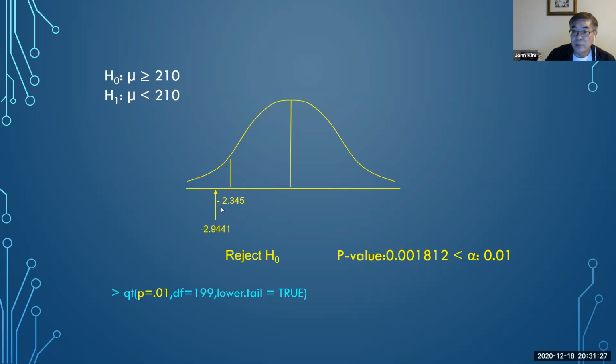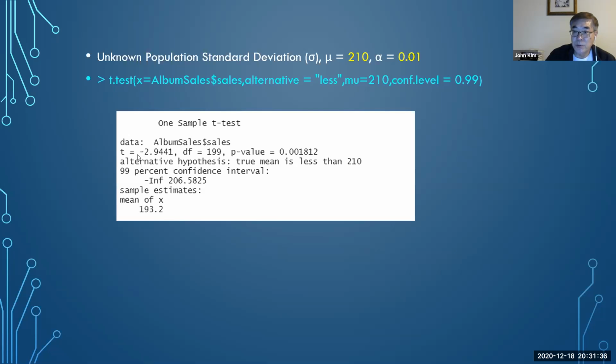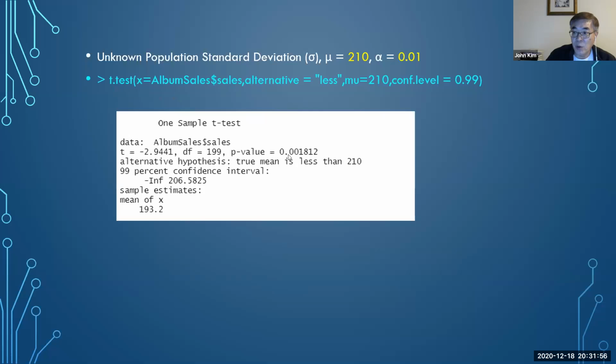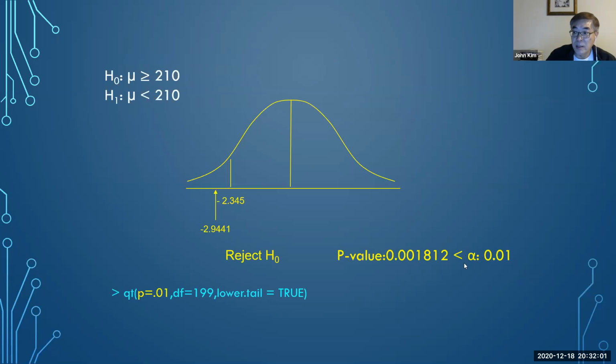Okay, so we got a negative critical value because it is in the left tail. And then based on the output, the t test statistic is negative 2.99441, in the rejection area. So the test result is reject the null hypothesis. Based on the p-value, 0.001 is less than 0.01, so reject the null hypothesis. So based on this test result, we can say we reject the null hypothesis, so this is not true, and the alternative hypothesis is true. So we can say the sales is less than 210.